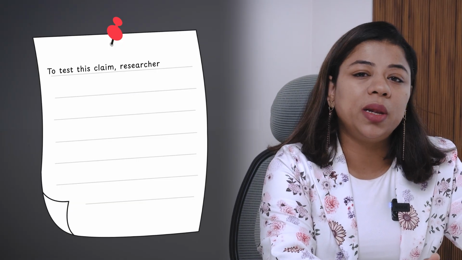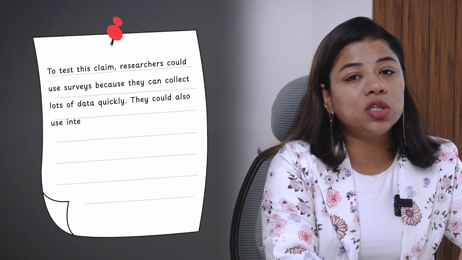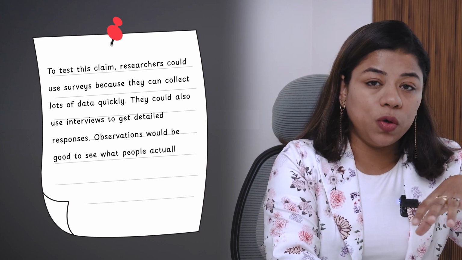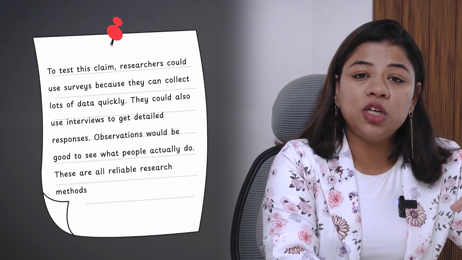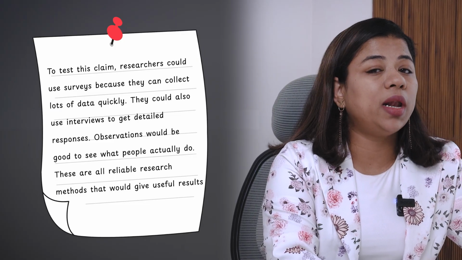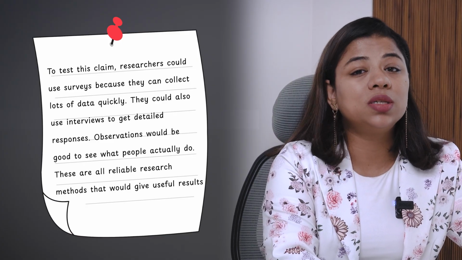Then he showed me his latest practice answer for testing whether most people enjoy growing food on their own, and his response was, to test this claim, a researcher could use surveys because they can collect lots of data quickly. We could also use interviews to get detailed responses. Observations would be good to see what people actually do. These are all reliable research methods that would give useful results. The result was 3 marks out of 8. And I could see Marcus knew research methods, but he was missing the Cambridge method evidence focus formula. And here's how I transformed his approach.